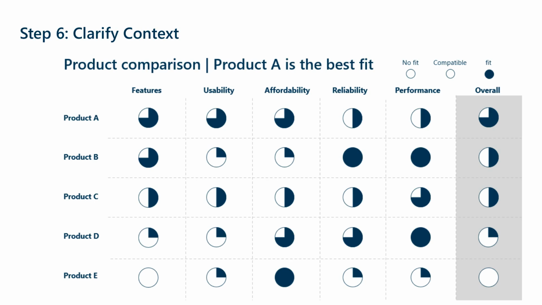Note an action title with a clear takeaway is recommended. Here it clearly states that product A is the best fit for the company. Also, the legend shows what the fill represents in the Harvey balls.